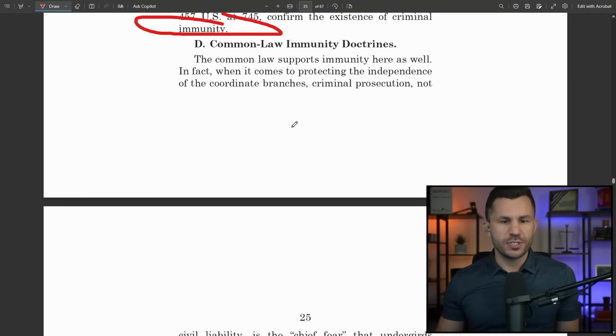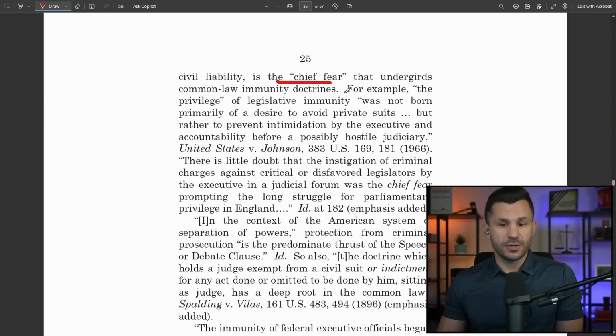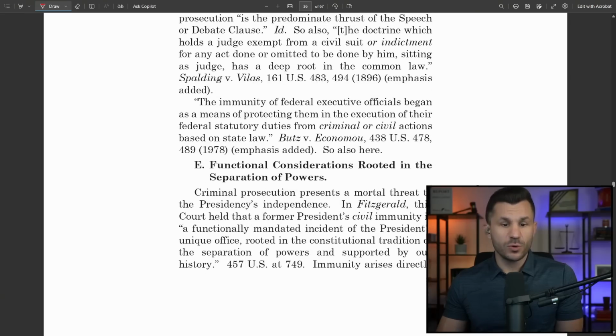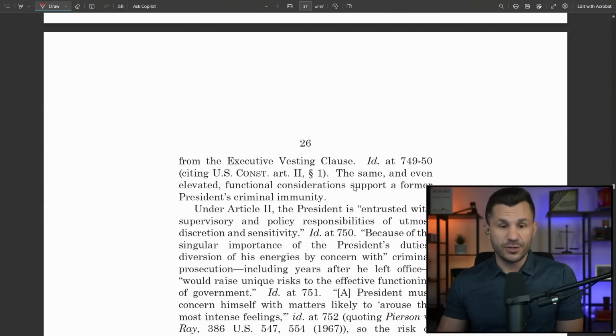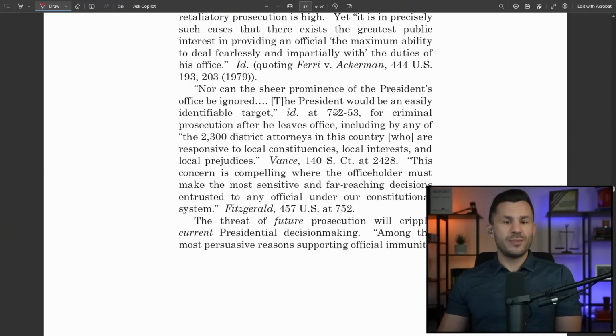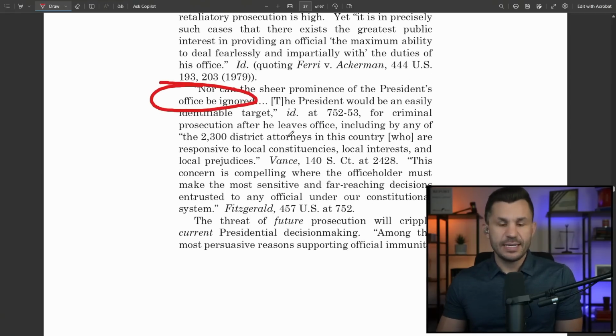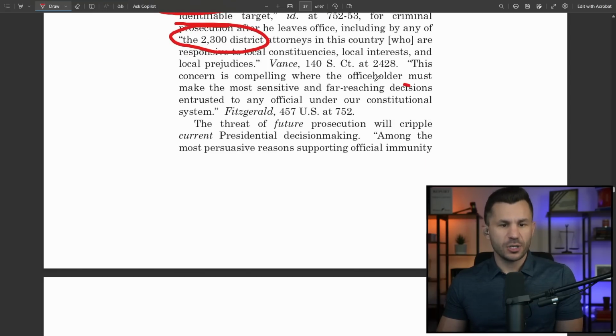And the common law supports this claim as well. In fact, when it comes to protecting the independence of coordinate branches, criminal prosecution was the chief fear in all these doctrines. We weren't even worried about civil liability. We were worried about criminal liability. Criminal prosecution presents a mortal threat to the presidency's independence. We know that civil immunity alone was enough to impede the effective functioning of the government, and the prominence of the president's office cannot be ignored. He's an easily identifiable target. There are 2,300 DAs across this country who would love to prosecute him. This concern is compelling, and we do not want this to cripple our constitutional system.